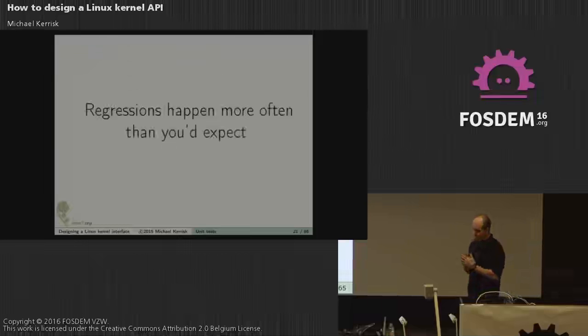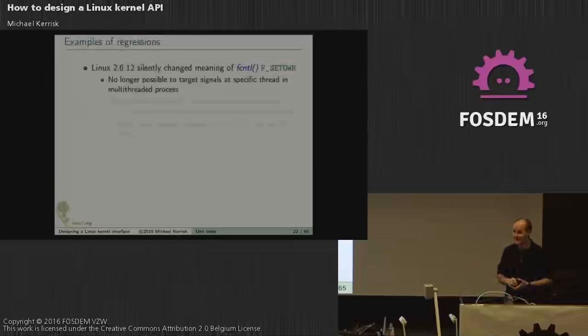And regressions in the Linux kernel, in terms of kernel user space APIs, have actually been surprisingly common. And just a couple of examples then. So in Linux 2.6.12, or up until that time, there had been an fcntl operation called F_SETOWN.